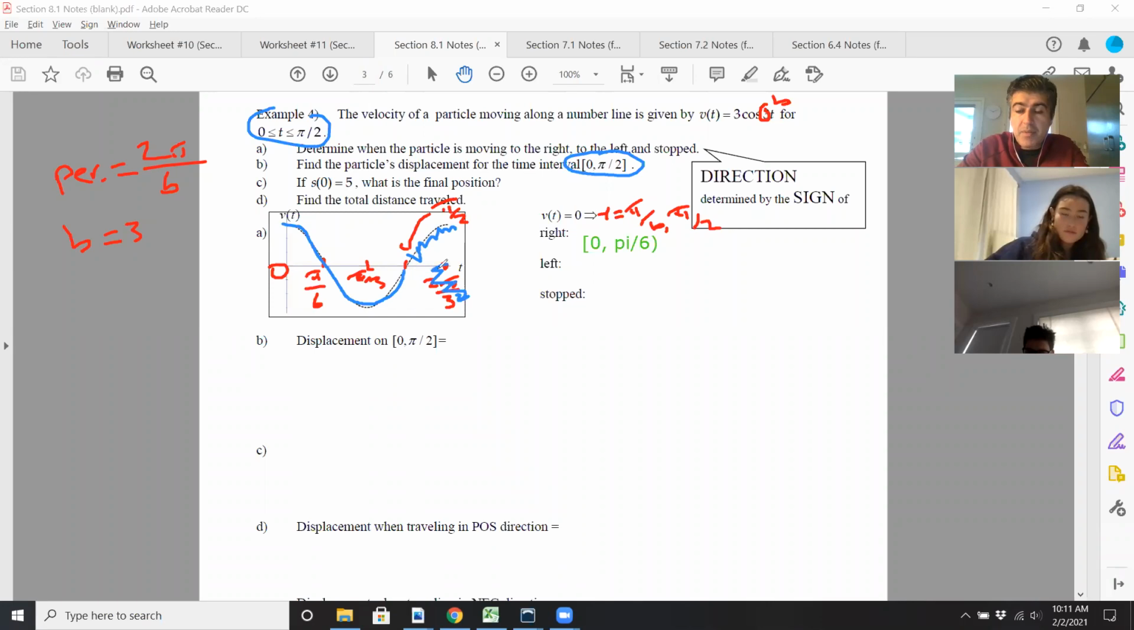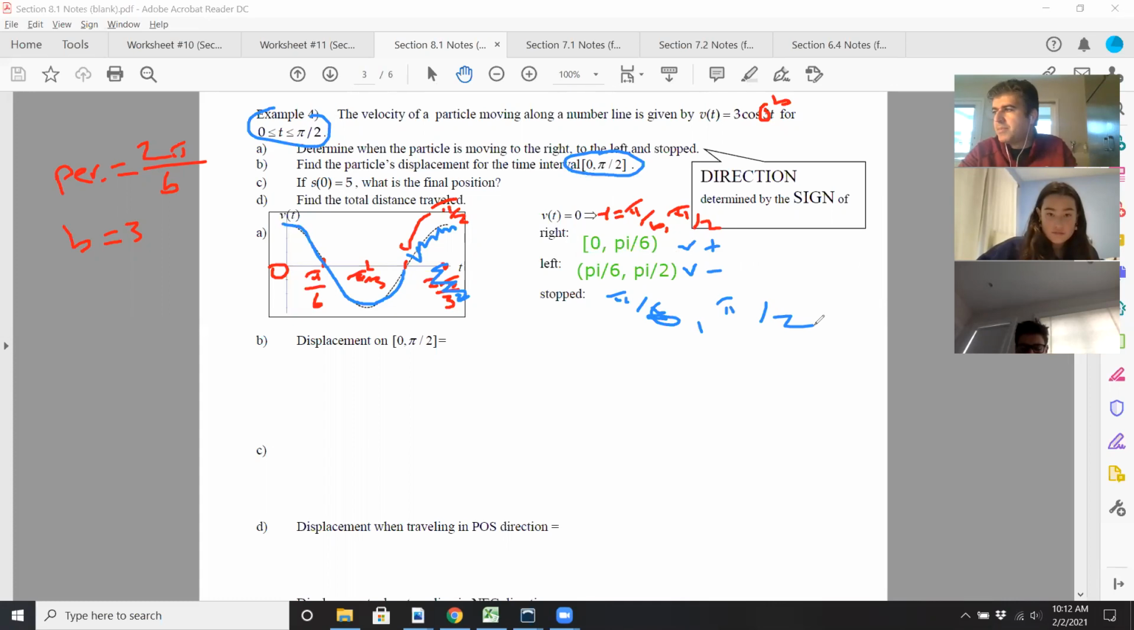So I'm going to reference 0 to pi over 6 because my velocity is positive. I'm going to the left when my velocity is negative. In that case, that's going to be from pi over 6 to pi over 2. The velocity is 0 at pi over 6 and pi over 2, so you use open intervals there. But the velocity was positive at 0, so that's why we put 0 there. And you're stopped, obviously, at pi over 6 and pi over 2. Okay, so displacement now.